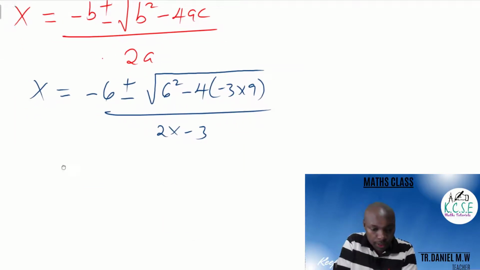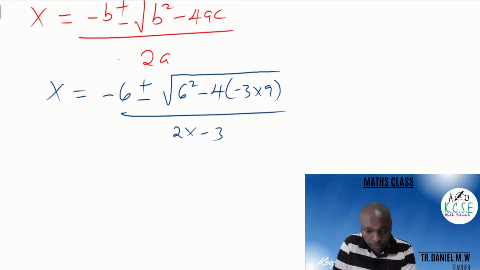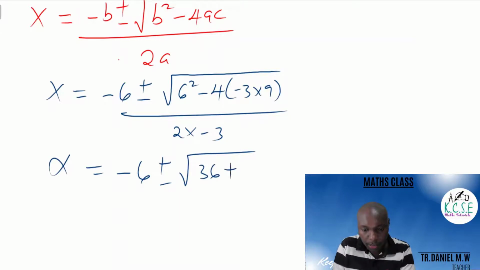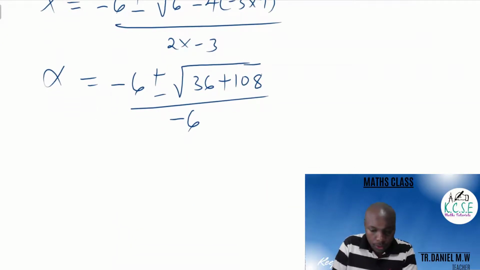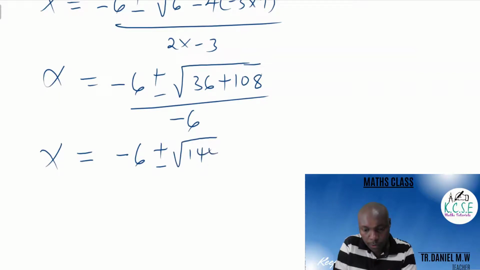So working this out very fast, the value of x will be given by negative 6 plus or minus, working out everything in the bracket here, 36 plus, when you multiply this very fast, 12 times 9, which is 108, everything divided by negative 6. So the value of x will be given by negative 6 plus or minus the square root of 144, divided by negative 6.